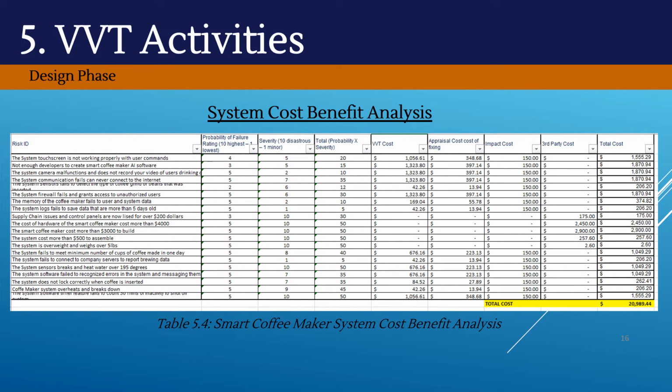This is an example of our cost-benefit analysis for the smart coffee maker system. As you can see really quick on this chart, we provided the risks that were identified earlier. It shows the probability of the risk happening, the severity, and the costs such as appraisal costs, the impact costs, and the third-party costs.